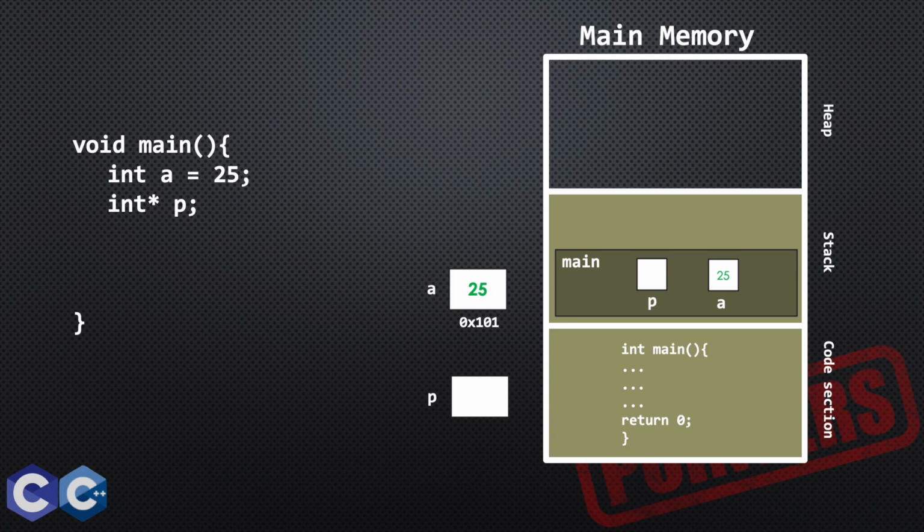After that, we assign the address of the variable a to the pointer p. The ampersand symbol in front of the variable name signifies that we want to get the address of that variable. Thus, the pointer p points to the variable a.